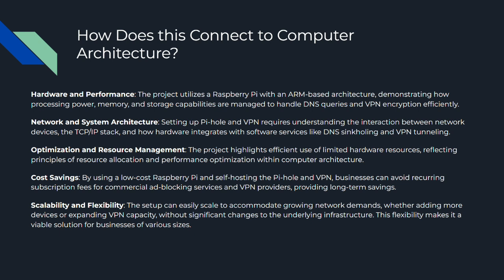Optimizing the limited computational power of the Raspberry Pi is a central focus, with careful resource allocation ensuring smooth performance even under moderate network loads. This demonstrates effective application of resource management principles, achieving robust functionality without overburdening the hardware.